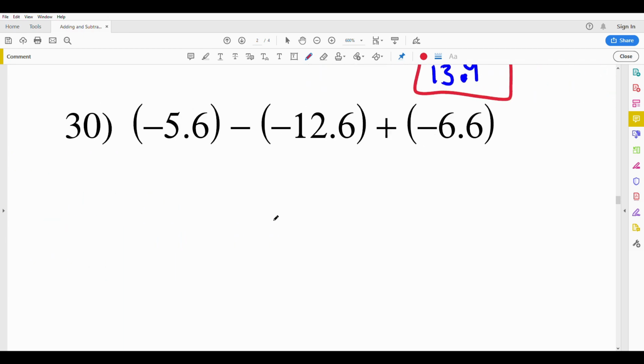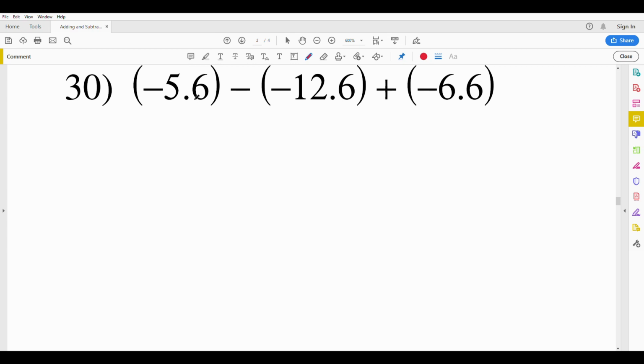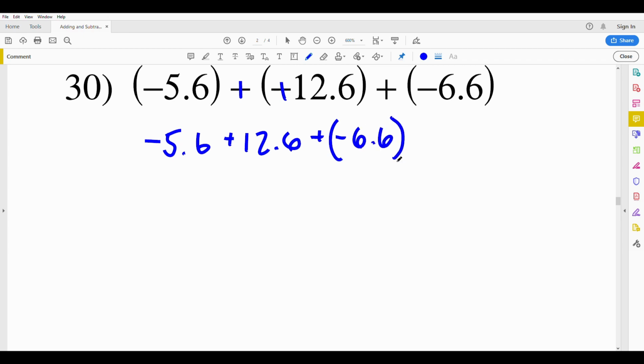Now on to our last problem, number 30. Negative 5.6 minus a negative 12 and 6/10 plus a negative 6 and 6/10. Let's go ahead and rewrite this right away. Subtracting a negative is the same as adding a positive. So I'll have negative 5 and 6/10 plus 12 and 6/10 plus a negative 6 and 6/10. Now everything's added, and the order in which we add doesn't matter. However, we need to keep track of those negatives because negatives we're moving to the left.